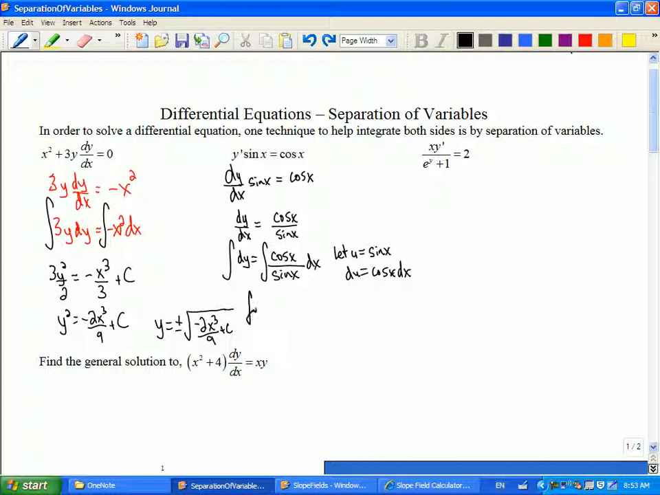This will be the integral of dy, and this will be du over u. So I get y equals natural log, absolute value of u, plus a constant. And so to us, that means y equals natural log of the sine of x plus a constant.